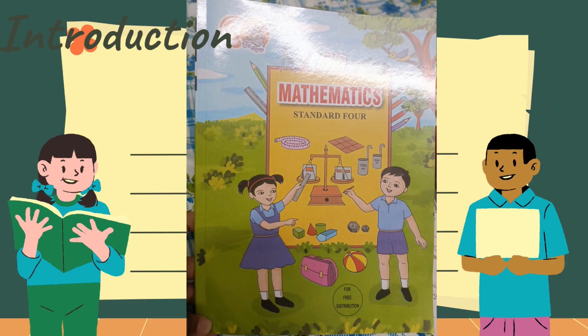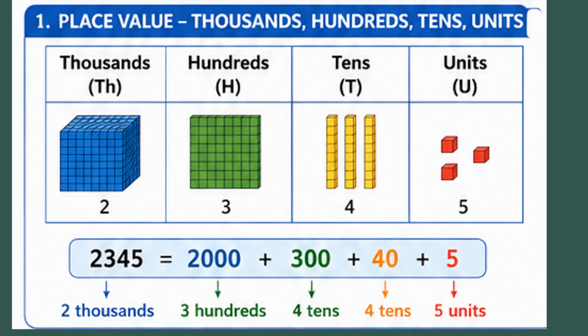This is how the cover page of the textbook looks like. Now students, we will understand the place value first. Let's say there's a number 2345. While reading this number, we're going to read it as 2345. 2000 being at thousands place, 3 being at hundreds place, 4 again at tens place, and 5 at units place. Before we begin here, I want to explain something.